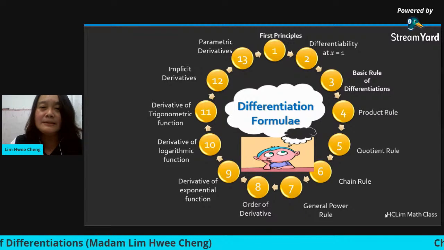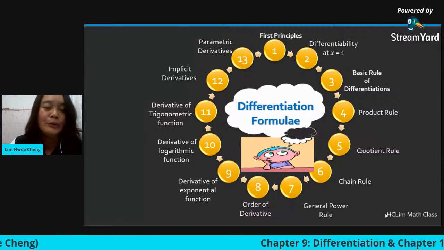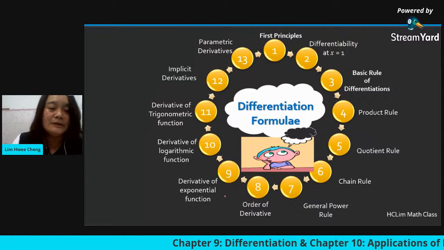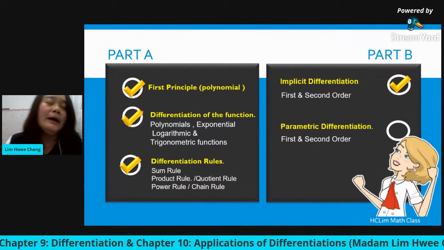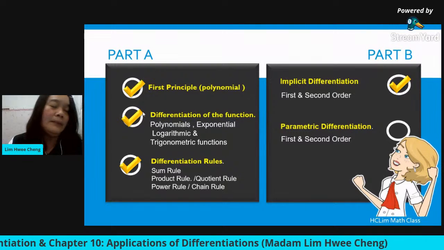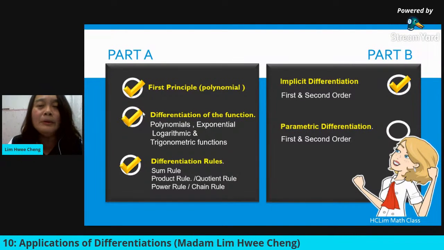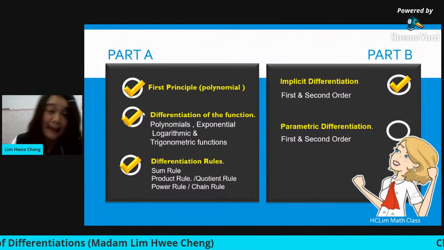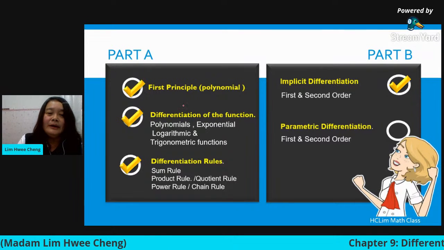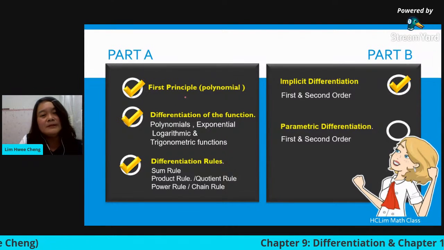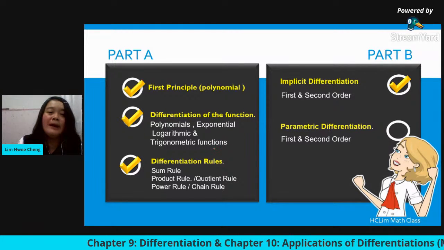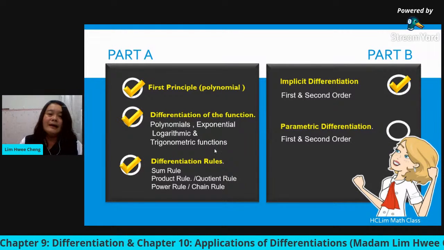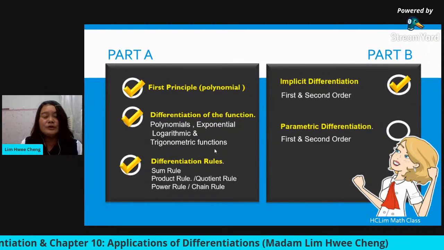Starting from the first principle, basic rule, product rule, quotient rule, chain rule, general power rule, derivative for exponential function, especially this and this. Okay, they have to memorize. Today I'm going to talk about the popular questions that will come out in chapter 9. For example, the first principle question. I'm going to show you how to solve this and how to apply the differentiation of functions like logarithmic, trigonometric, and exponentials.